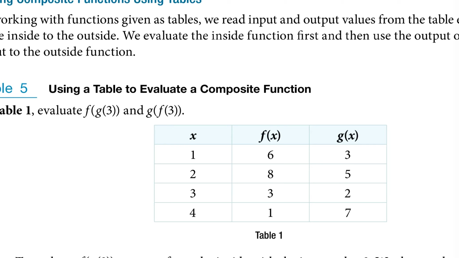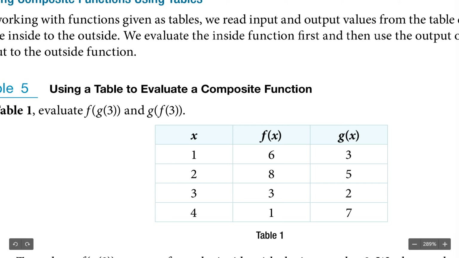Now we are going to look at two examples where we are going to evaluate the composition of two functions at a given point, but we're not given formulas for these functions. So in the first example, we are given a set of values for f and g, and from this we're supposed to be able to recover the value of f of g of 3 and g of f of 3. So hopefully we've got all the data that we need to do this.